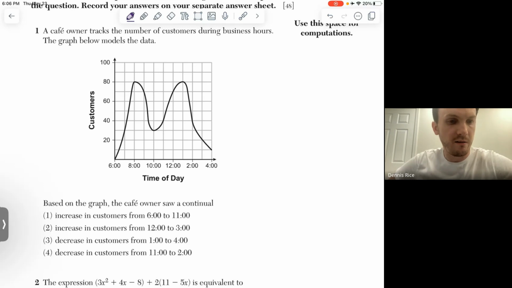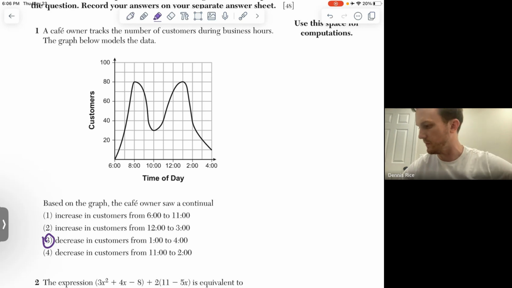Let's start us off. What topic would this fall under? Kind of like function stuff, increasing, decreasing. Based on the graph, the cafe owner saw a continual, what did we say here? Increase from 6 to 11, increase from 12 to 3, decrease from 1 to 4. Yeah, choice 3 makes the most sense here. I've said this a few times, I feel like they always make the first question kind of user friendly. Okay, it is a different rate of change. It bends, it curves, but is it decreasing from 1 to 4 o'clock? Yes, it's going down the entire time.